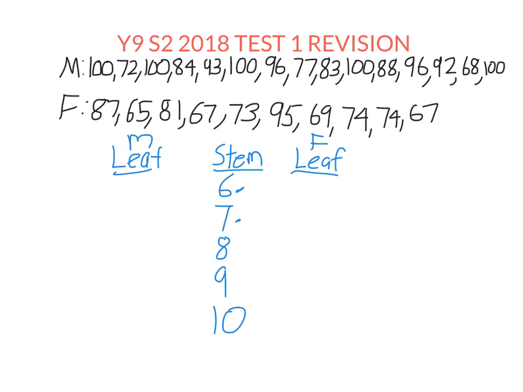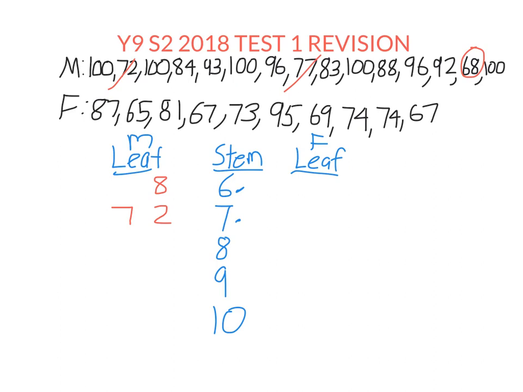Let's start with males. We'll first go through all the scores for males that are in the 60s. There's only one, so I put an 8 here. That 8 means 68 because it's in the 6 stem row, the 60s row. Then we'll go through males for 70. We have 72 and 77. We put these in order, so it goes lowest and then highest.